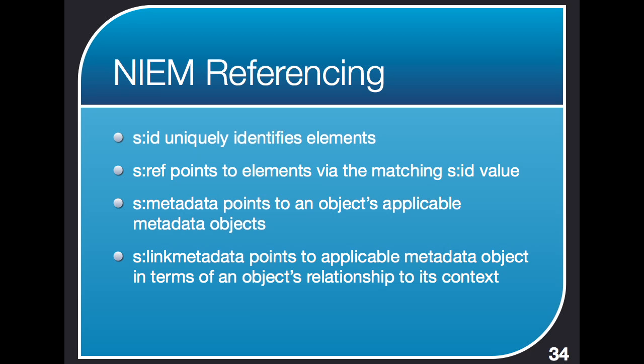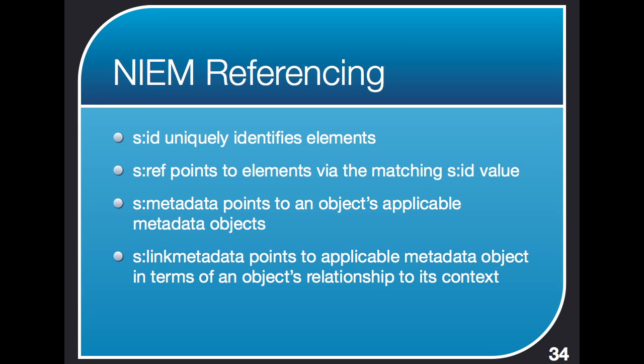The NIEM uses 4 different attributes to implement referencing between NIEM elements. The first is that ID we talked about, which uniquely defines an element, and pretty much any object can have an ID. You put them on whatever objects you need to point to. The S:ref points to elements via the matching ID value. So if I've got an ID on an object equal to whatever string, I can have another element point to it by using the ref equals and that same string.